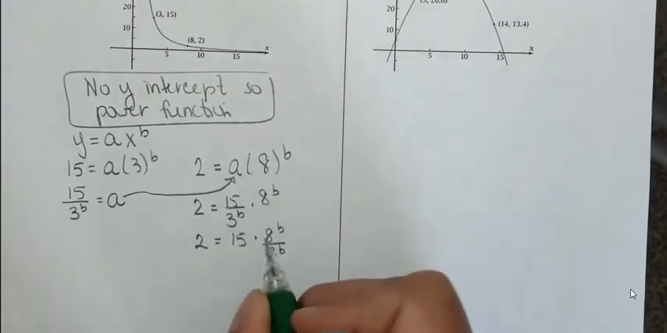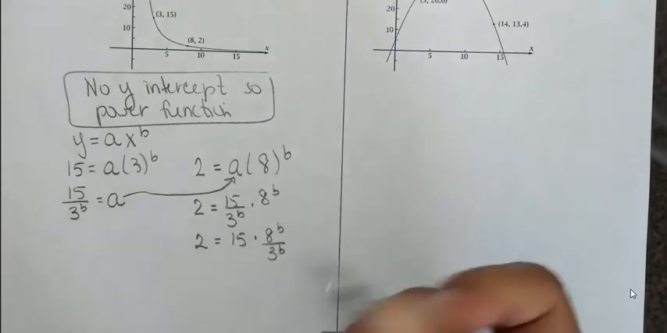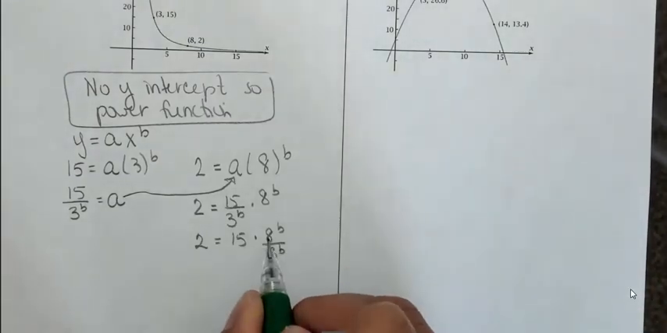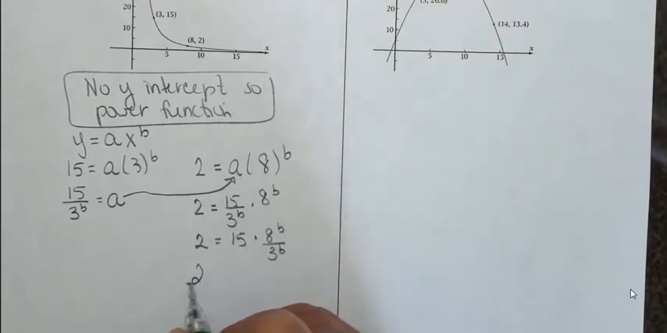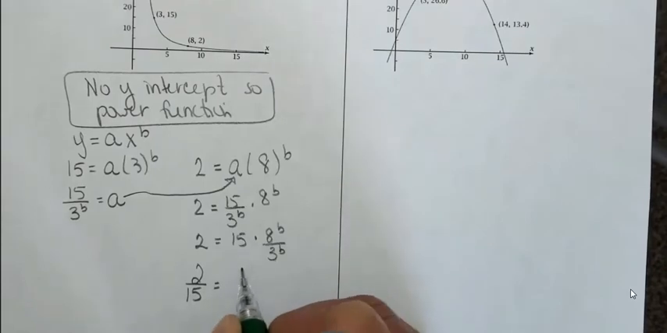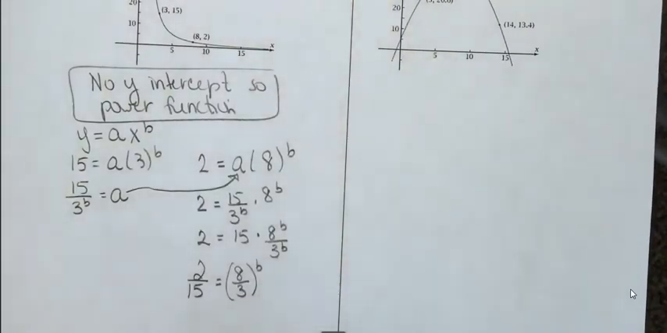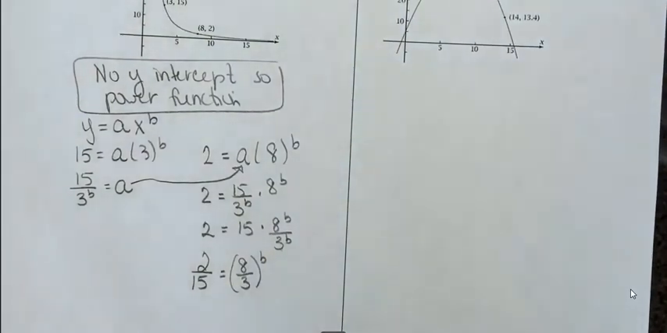Now the reason I did that, one, I can now divide by 15, but also 8, I could rewrite this as 8 over 3 to the b power. So now I'm going to have 2 divided by 15 equals 8 over 3 to the b power. Okay, now how do I solve for b? How do I get b by itself?